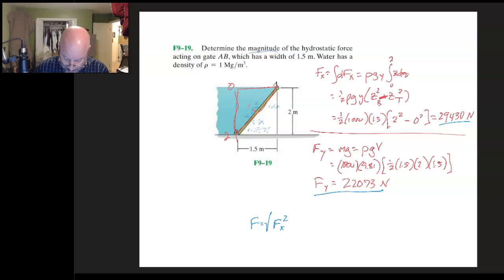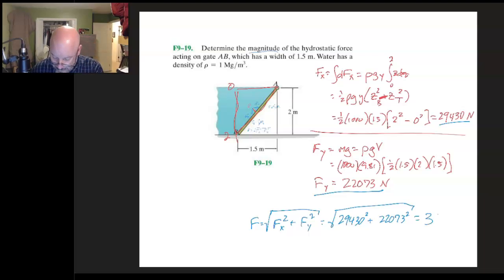using Pythagorean's theorem. God bless the Pythagoreans, huh? And so we get 29,430 squared plus 22,073 squared. And our total number turns out to be 36,788 newtons, or with three figs, we'd call it 36,800. Like so. Pretty straightforward.